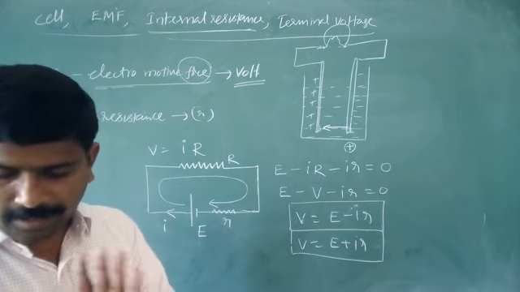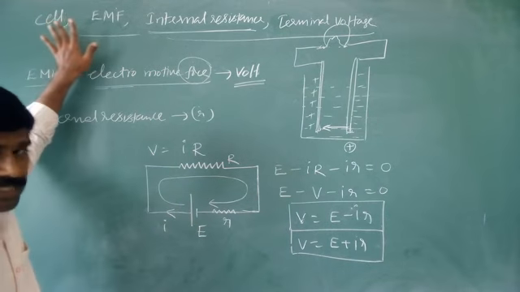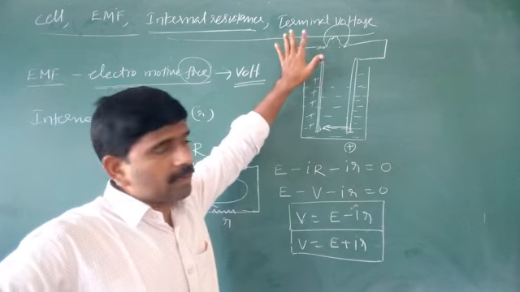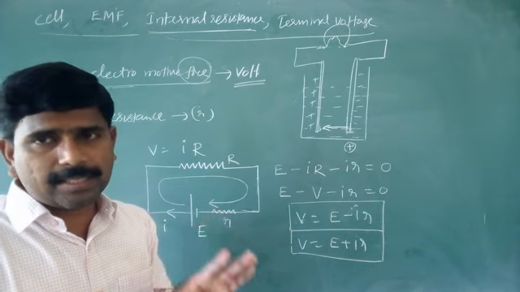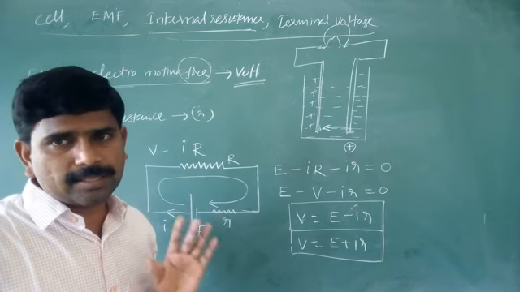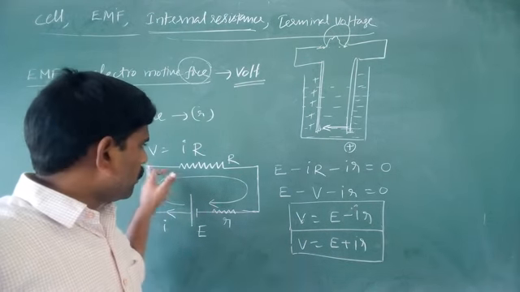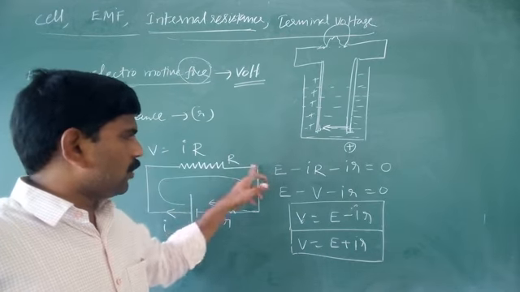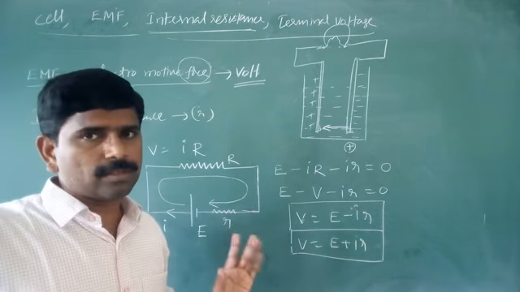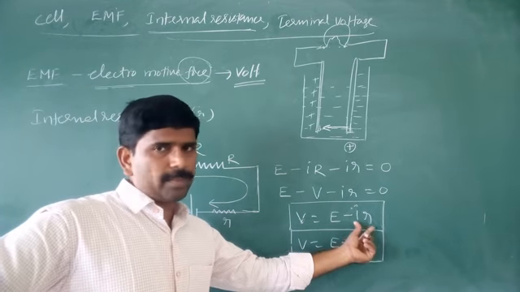So here we learned four concepts: what is a cell, EMF, internal resistance and terminal voltage. Terminal voltage is nothing but the voltage across that resistor. In this circuit, what is the potential difference or voltage across this resistor? V is equal to E minus I r.